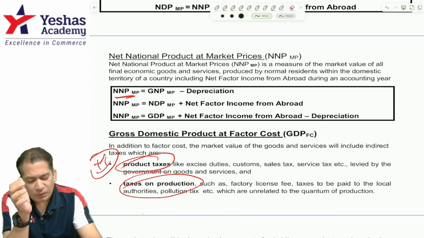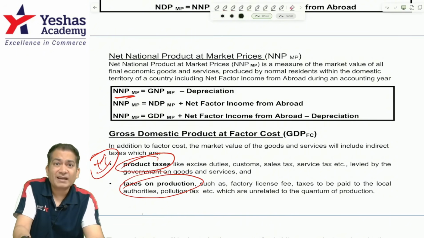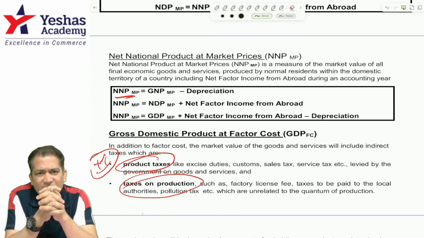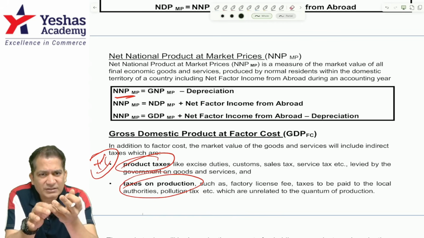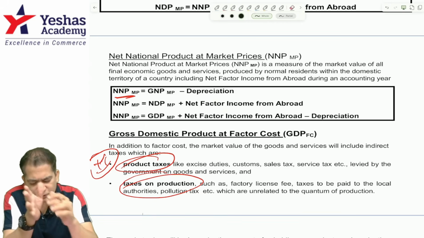Whereas when we talk about taxes on production, it is imposed not on the product but on the activity of production. So it will not increase or decrease due to an increase or decrease in the value of the goods sold. Property tax, pollution tax, permit charges, license fee, these are all taxes on production.